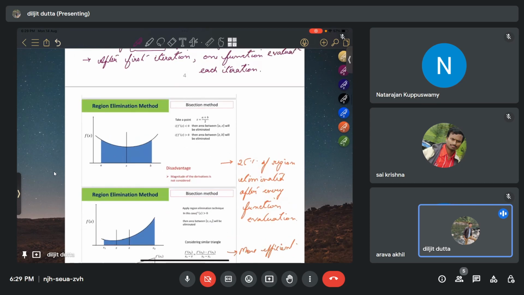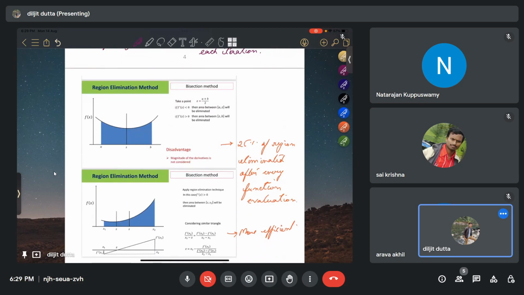There is one more method. The third method is the bisection method. In the bisection method, we already have the endpoints A and B. We will take the midpoint z of this interval A and B, and find the derivative at that midpoint. If the derivative is less than 0, then the area between A and z will be eliminated. And if f dash z is greater than 0, then we will eliminate the other area.